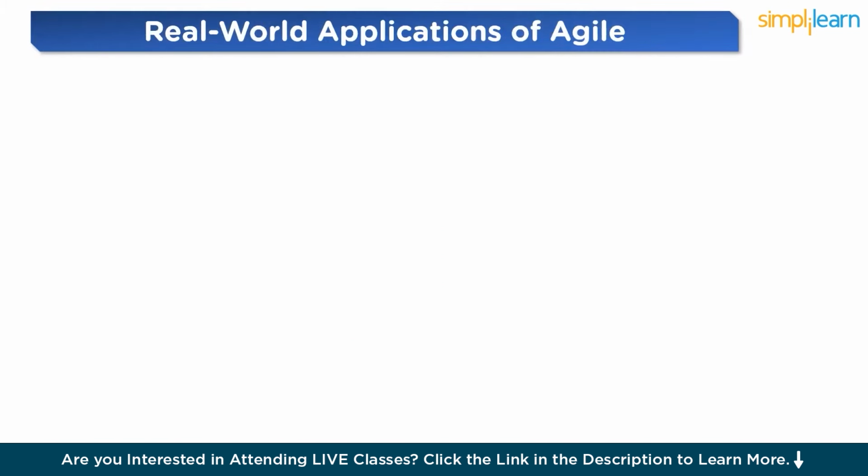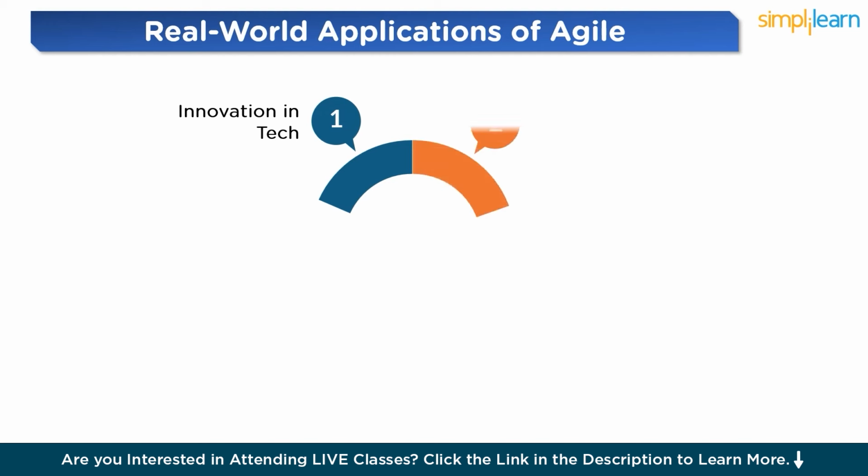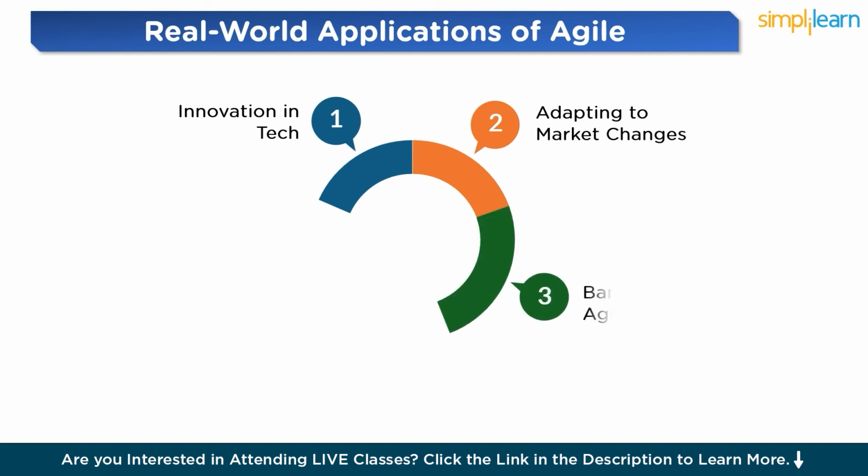Now, let's see some real world applications of Agile. Innovation in tech. Companies like Spotify utilize Agile to foster innovation, rapidly testing and deploying new features. Adapting to market changes. Netflix applies Agile principles to quickly adapt to user preferences and technological advancements, maintaining its market leader position. Banking sector agility.